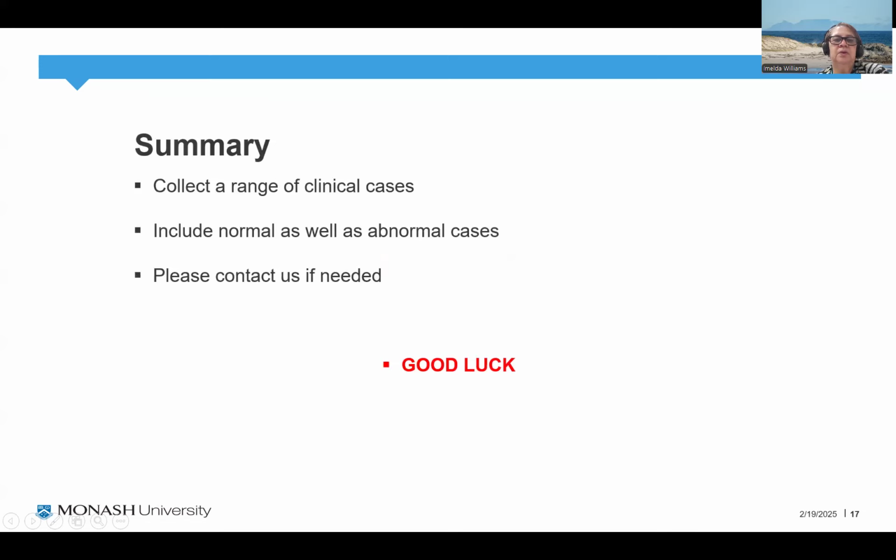So in conclusion, make sure that you start collecting a range of clinical cases so you can cover all of the body parts. And then also do not forget that you also need normal cases as well.